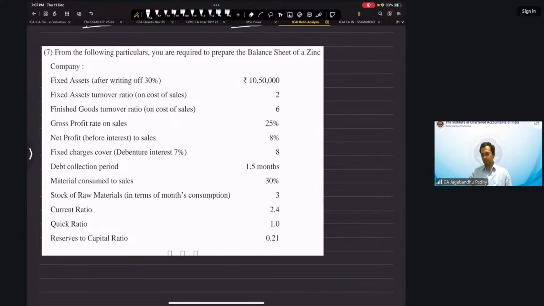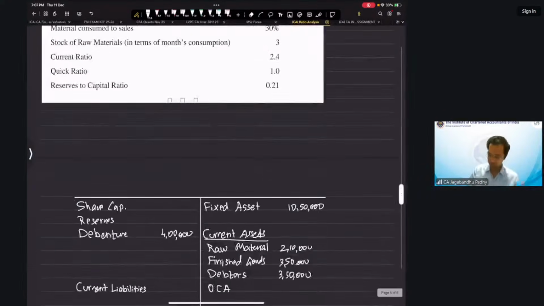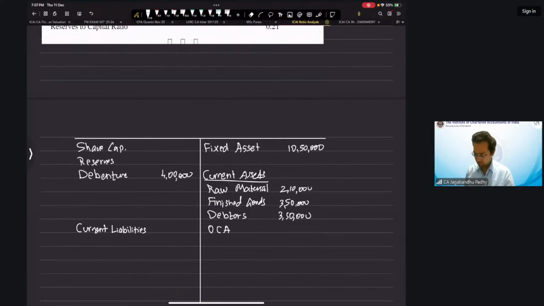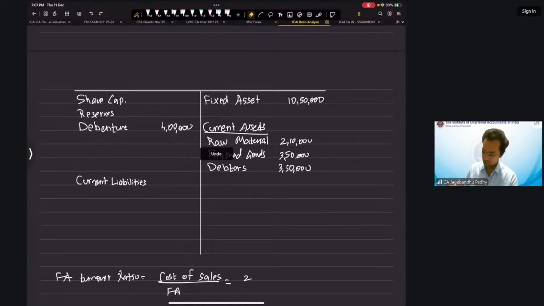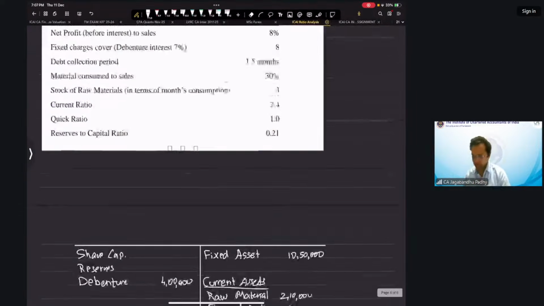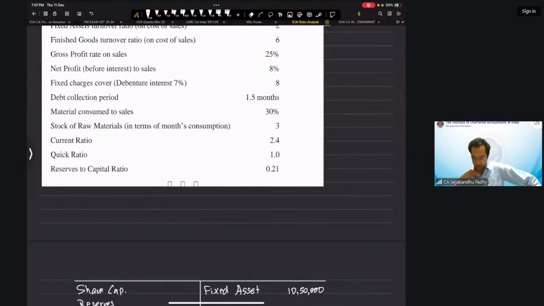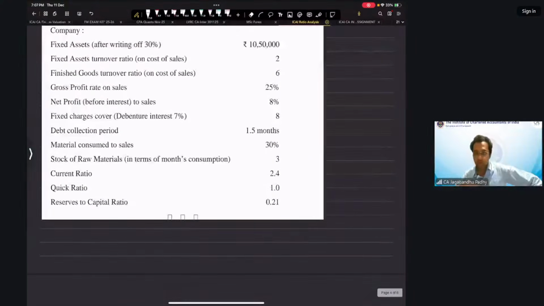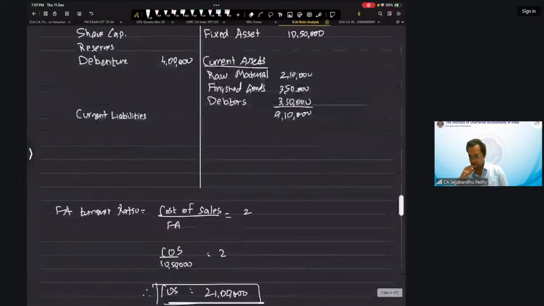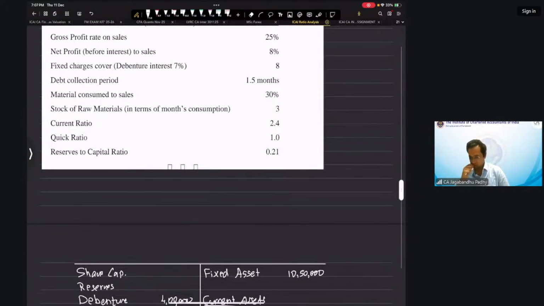Then we have the current ratio, quick ratio, and reserves to capital ratio. So now, of course, there's no information about other current assets. We can just say this is what the total current assets is. So what's the total current assets going to be, guys? Total of current assets is 7 plus 2 plus 7 lakh. So that's 9 lakh 10,000. Right, guys? Current assets is 9 lakh 10,000. Do we have any other way to calculate the current asset total and the quick asset? Because there's no information about any other aspect. Rather, current ratio is 2.4 times, guys. And quick ratio is 1.